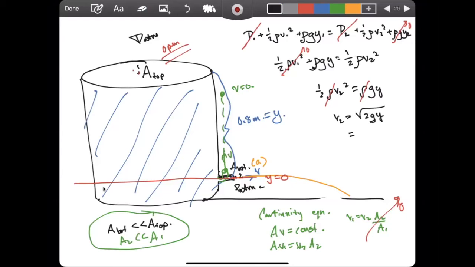So plugging in my numbers, what I finally find in this case is that the velocity when it comes out is equal to 4 meters per second. So that's part A. Part B now, we're going to take this thing and point it straight upward so that now the fluid is going to come up. And now we're looking for this height here from the ground, which is going to be Y2.